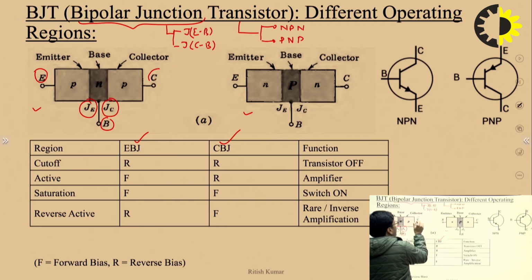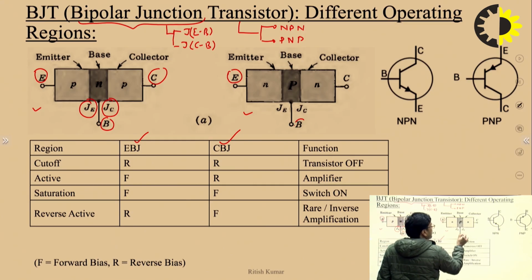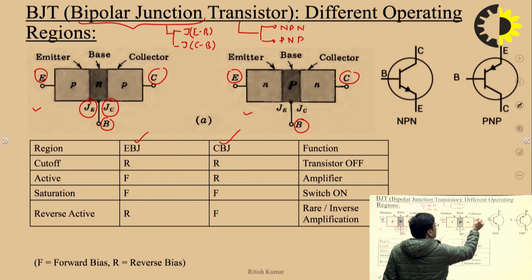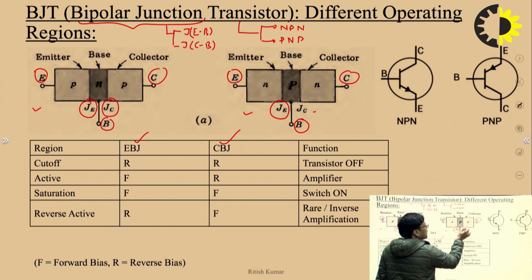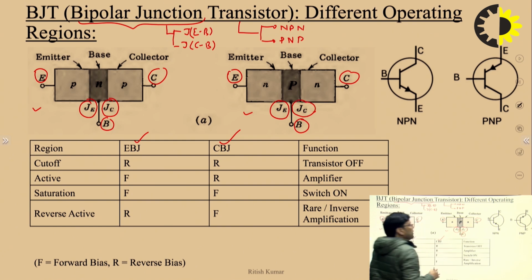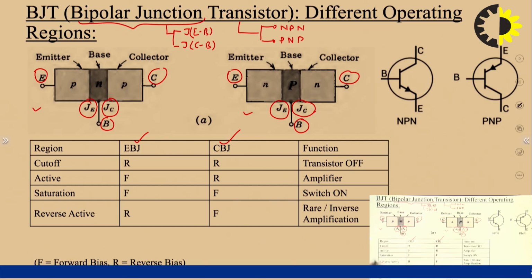Similarly, in the case of the NPN transistor, this is the emitter, this is the base, this is the collector, and this is the junction between emitter and base, and between collector and base, represented by JC. So we have four different combinations for the biasing of these two junctions. That's why we have four different operating regions.